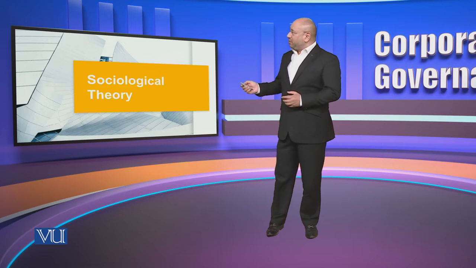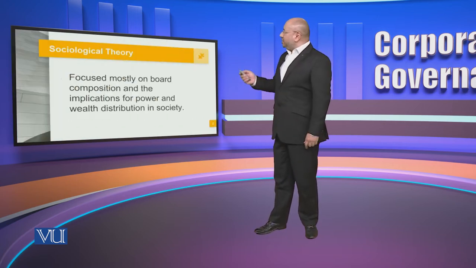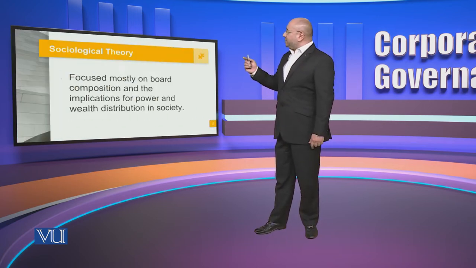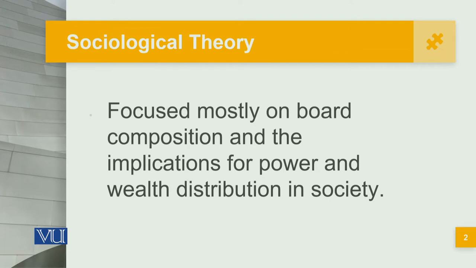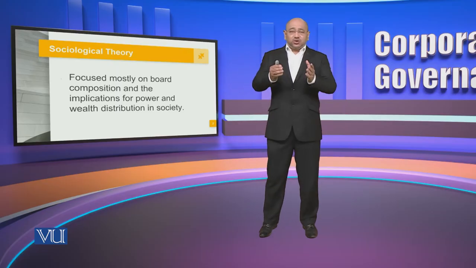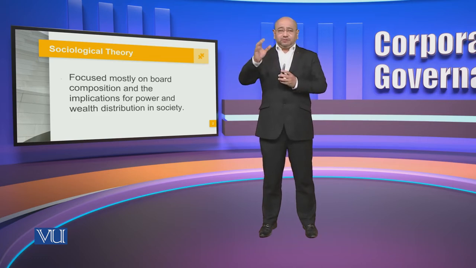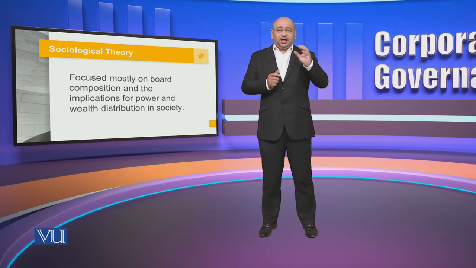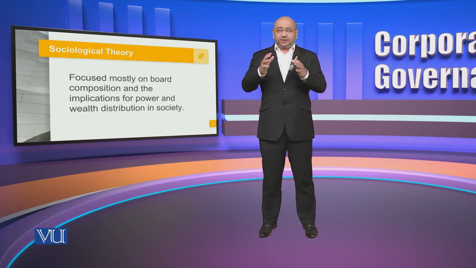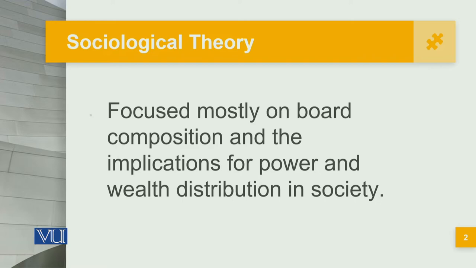So, ladies and gentlemen, when we are talking about the sociological theory, then it is focused mostly on board composition and the implications for power and wealth distribution in society. So, when we are talking about the board, we are talking about society and we are talking about power and wealth. Now, the correlation between all of this is very complex and complicated.